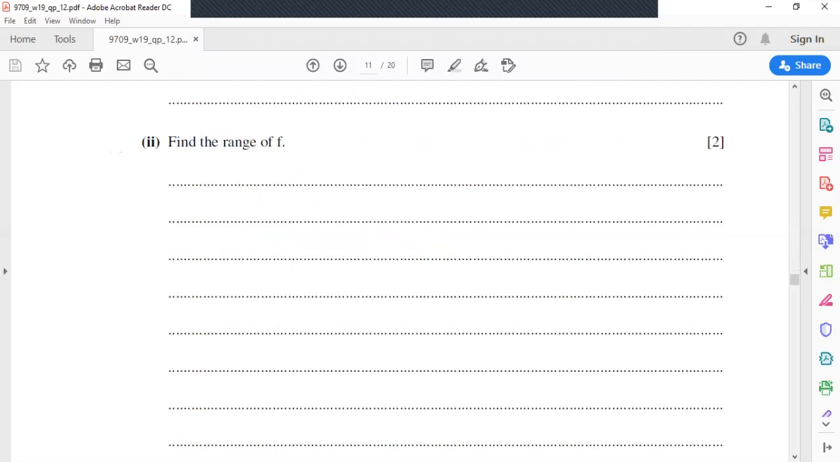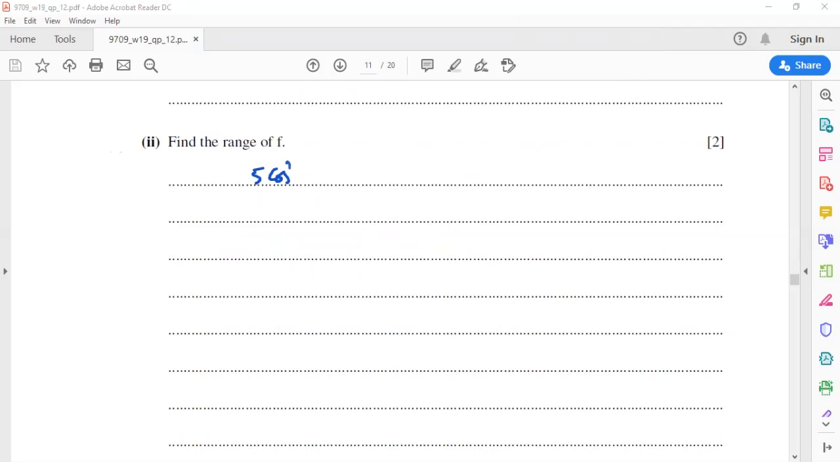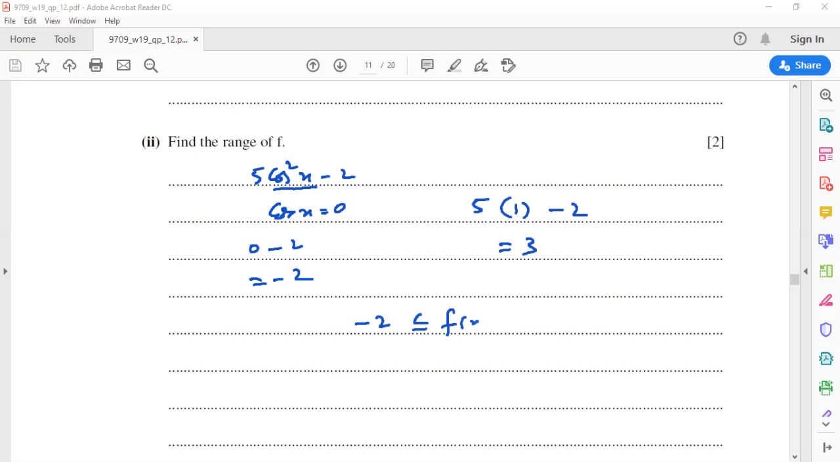Part 2 says find the range. Since we have already seen that our function is 5 cos square x minus 2, for finding the minimum value, cos x is supposed to be 0. By placing cos x equal to 0, this becomes 0 minus 2, so the minimum value is minus 2. For finding the maximum value, cos square x is supposed to be 1, so it's 5 into 1 minus 2, which is 3. So the range lies between minus 2 and plus 3.